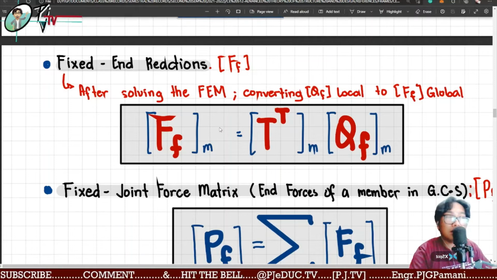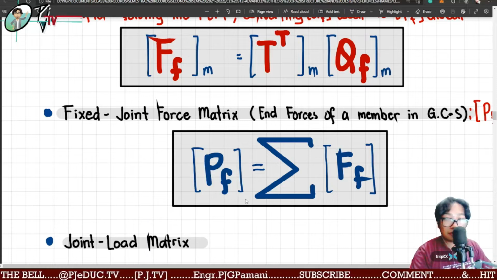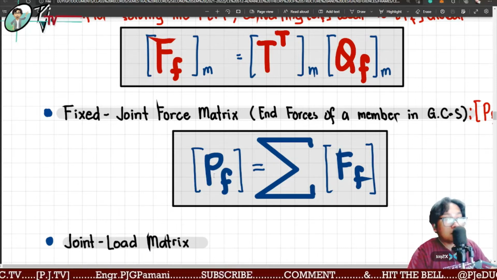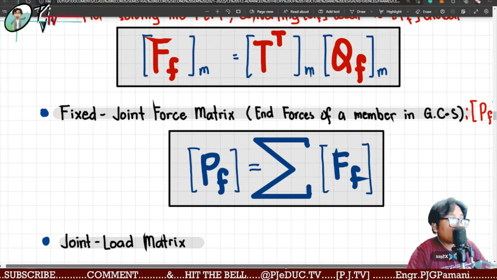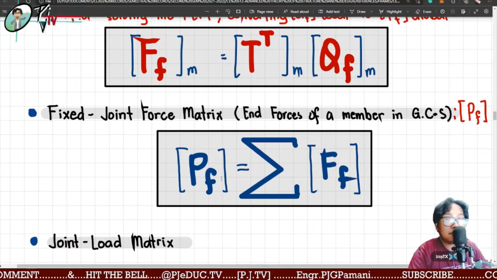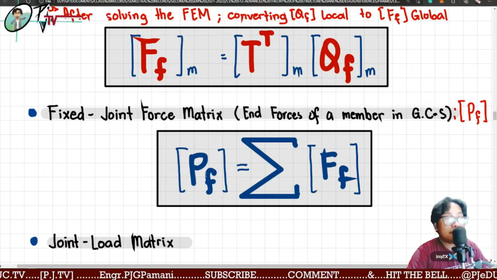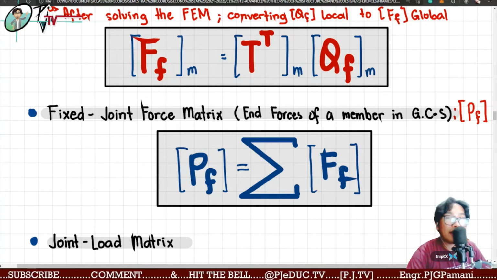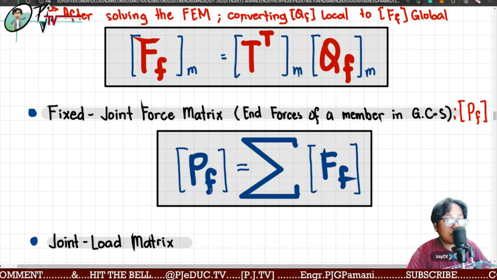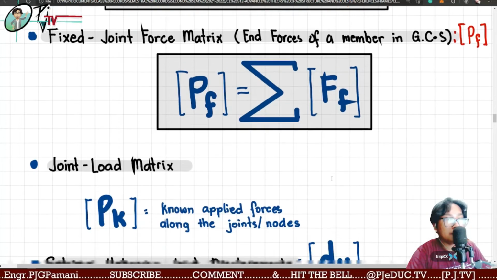So yun na yun. Then summate to solve for our fixed joint force matrix. So, parang ginawa natin sa truss at saka sa beams. So after solving FF on each member, summation lang ang gagawin natin dyan to solve for PF, which we'll be needing later on to add it up on our structure matrix. So PF is basically the summation of FF, not QF. PF is the summation of fixed end reaction on global coordinate system. Okay? Meron na tayong PF.